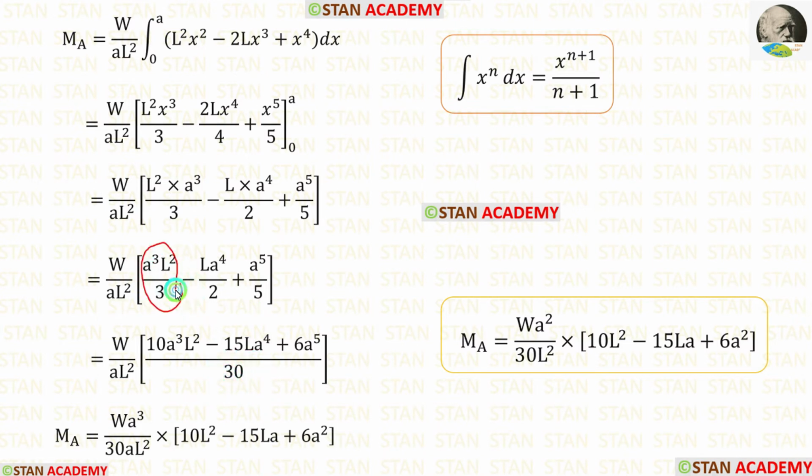We have to multiply this term with 10 in the numerator and denominator. For this term, we have to multiply with 15, and for this term, we have to multiply with 6. When we do so, we will get common denominator 30. From here, let us take a cube and 30 outside. We can eliminate this a. Here it will be square. Finally, we have made one formula for MA.